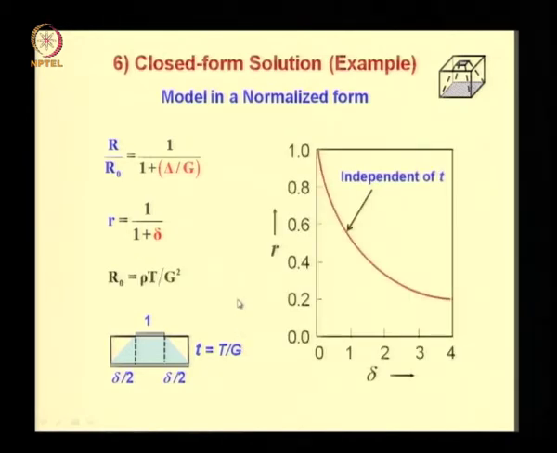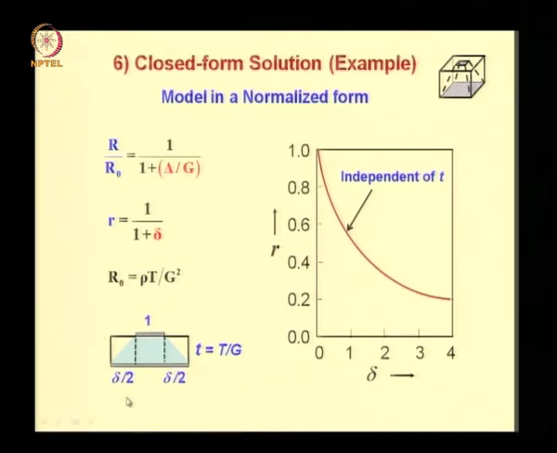If you recall the form of the resistance equation that we wrote down earlier, it was a function of t, g and delta, but when you write in normalized form, it is not a function of t at all, it is only a function of delta by g and r by r naught. So a single line represents in a compact form the results for all the different values of t, delta, g and also resistivity. Now here R naught is given by rho t by g square.